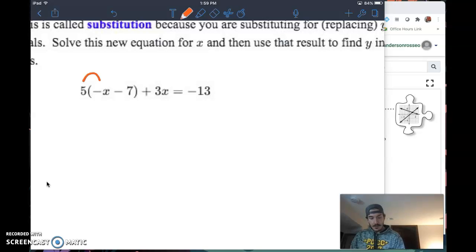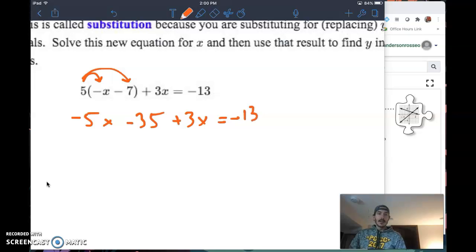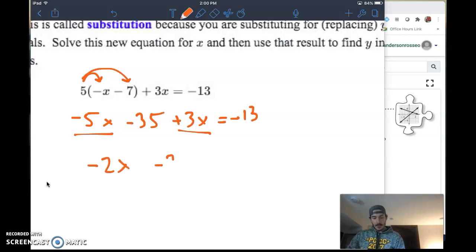I will start by distributing. This becomes negative 5x minus 35, and then the plus 3x equals negative 13. Now it's time to put those like terms together. I've got a negative 5x, I've got a positive 3x. We assemble those, we get 2x minus 35, and that's equal to negative 13. Let me clear that x up a little bit. I'll then add 35 to both sides.